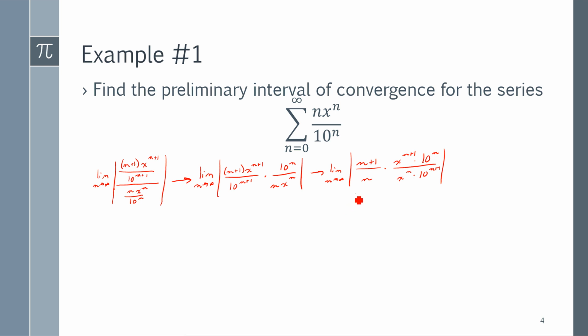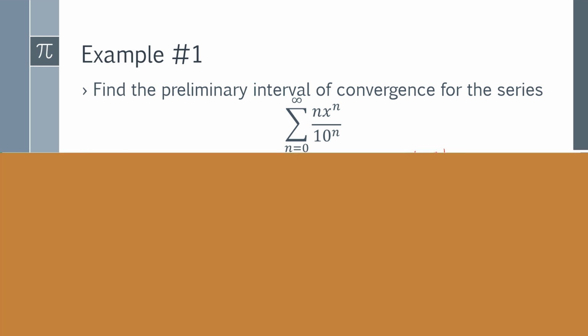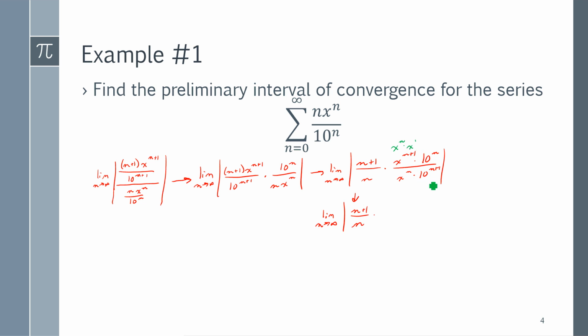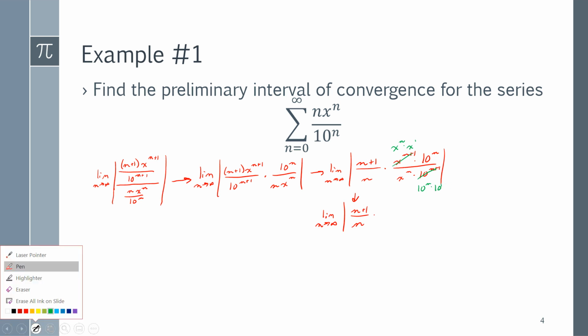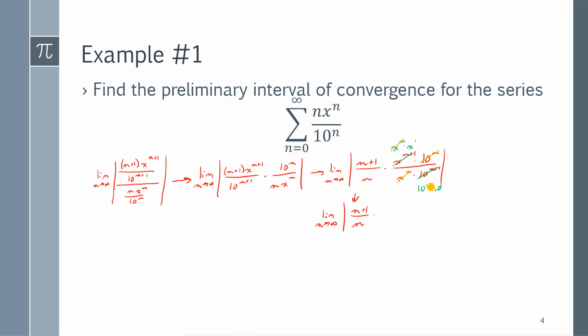So doing some simplifying then, the limit as n goes to infinity of the absolute value of (n plus 1) over n. I'm going to use some properties of exponents. x to the n plus 1 is really x to the n times x to the first. And 10 to the n plus 1 is really 10 to the n times 10 to the first. So that's going to allow me to do some canceling, in that I can cancel an x to the n, and I can cancel a 10 to the n. So what I'm going to have left is an x over 10.